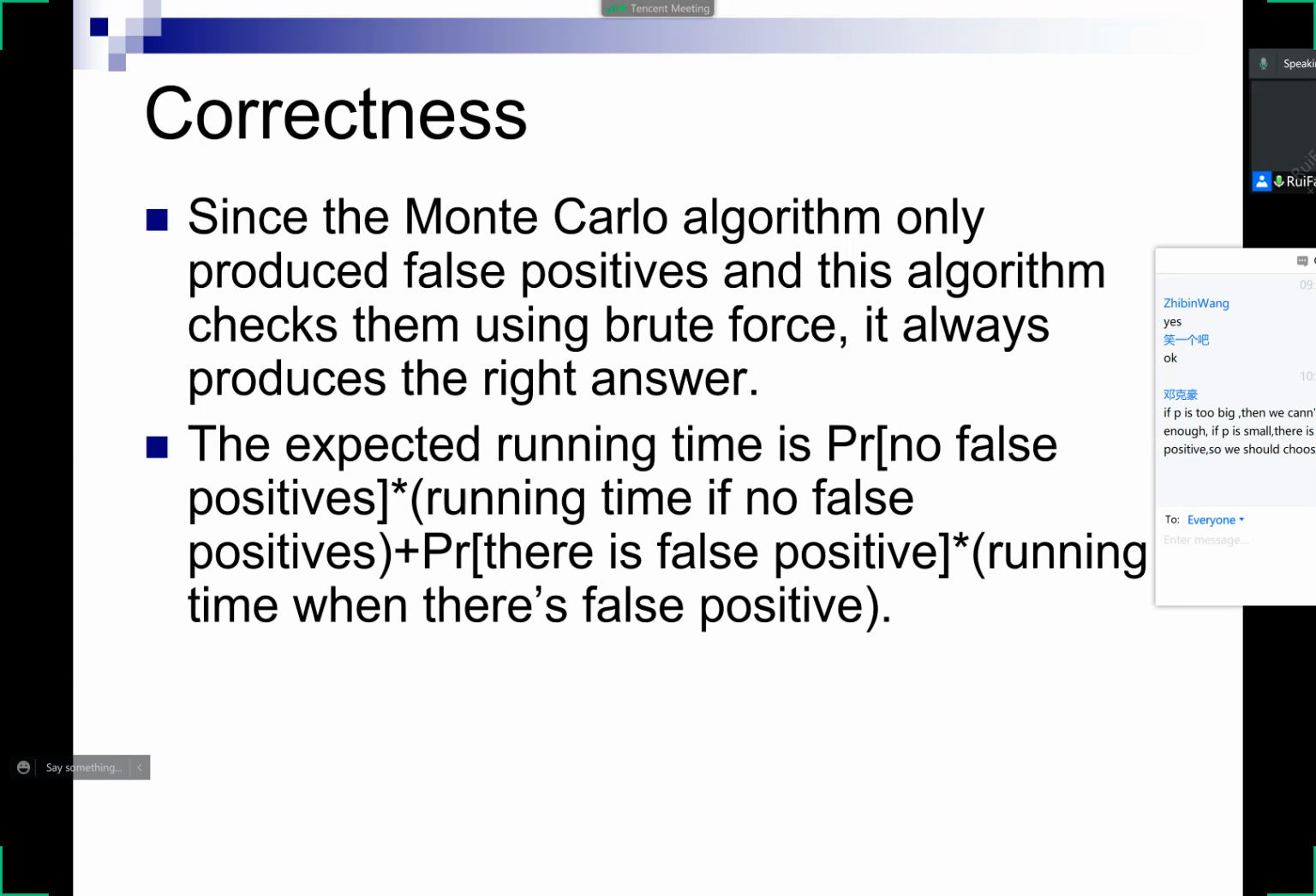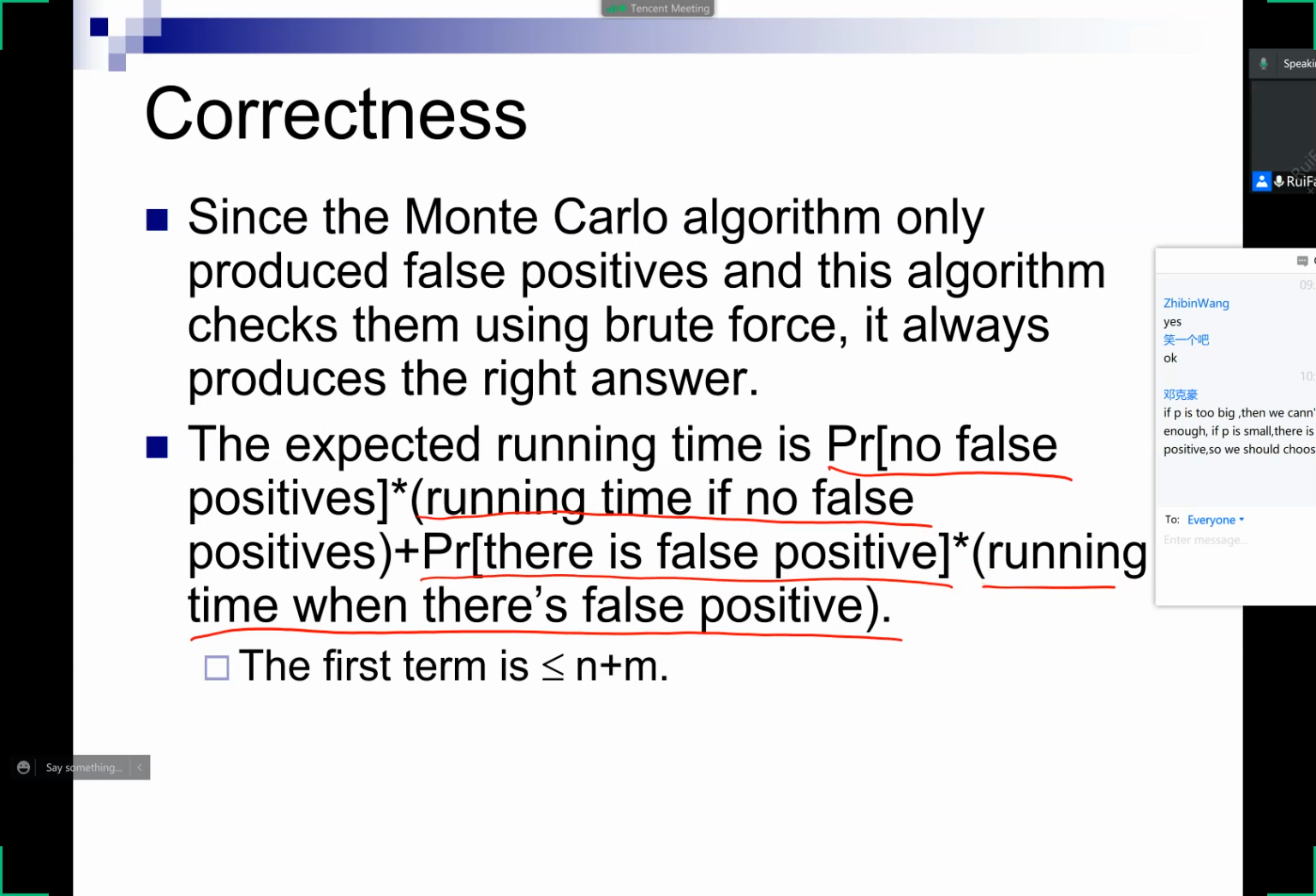And now, the expected running time of this new algorithm is going to be, so what you do is you take the probability that you do not have false positives, times your running time if you don't have false positives, plus the probability that you do have false positives, times the running time if there is a false positive. So that's going to be the expected running time of this algorithm.